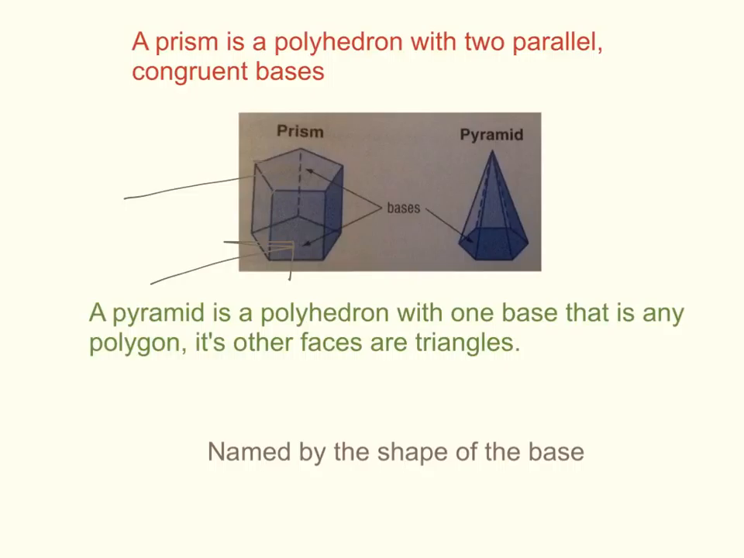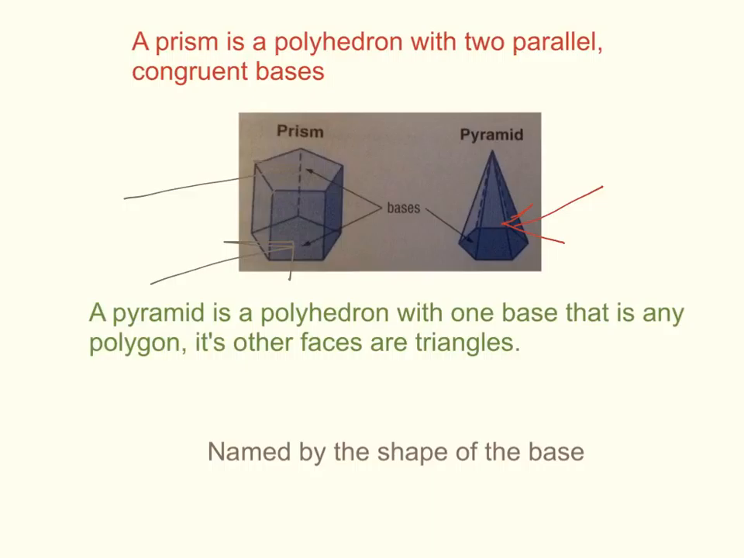A pyramid is a polyhedron with one base that is any polygon. So hexagon, heptagon, pentagon, octagon, square, triangle, any polygon, where its other faces are triangles. So the faces or the sides of a pyramid must always be triangles.